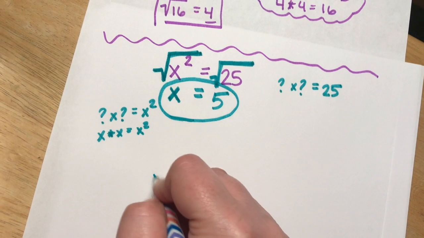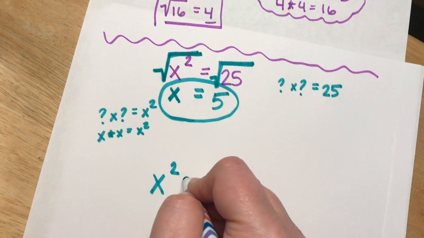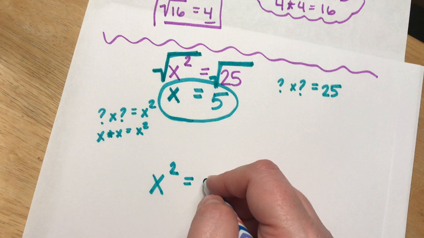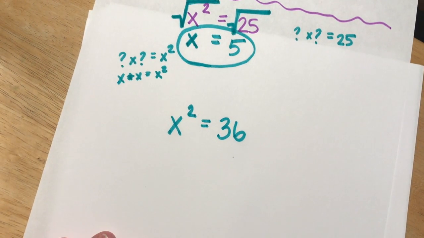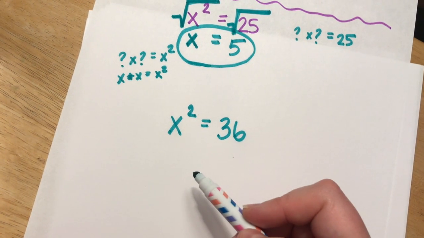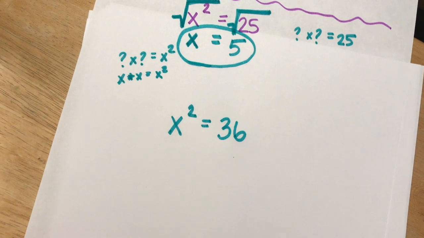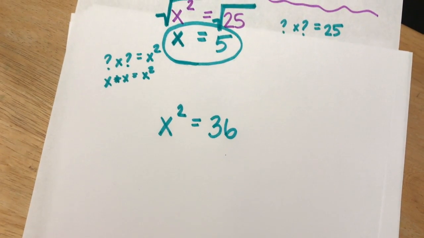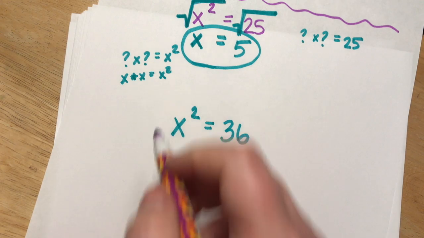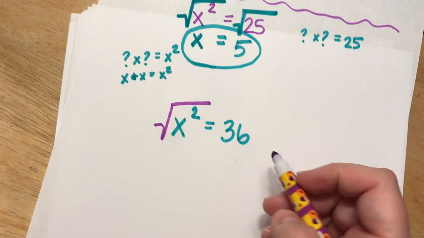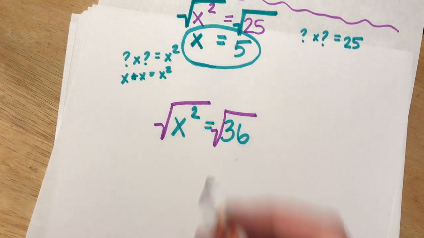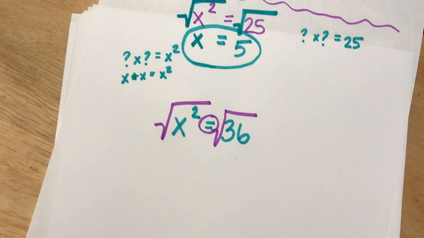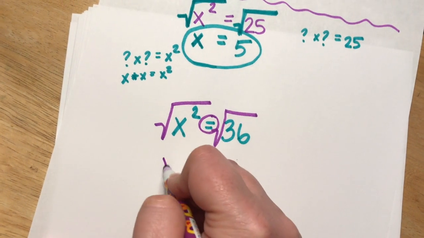Let me do another one for you. Let's do x squared equals 36. Okay? That's how you're going to be given the problem. All right? So you're going to have to get the x by itself. In order to get the x isolated by itself, you're going to have to take the square root of it. So I'm going to take the square root of this side. Whatever I do to one side, I have to do to the other side to keep it balanced because they equal each other. So square root of x squared equals x.